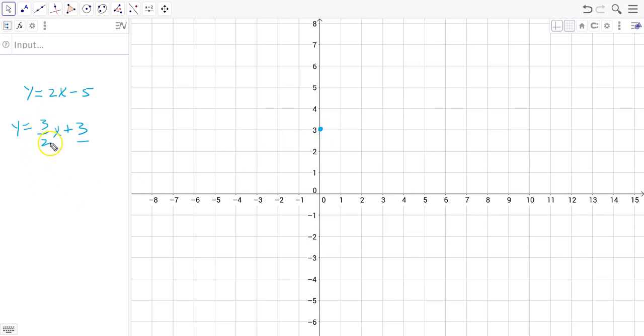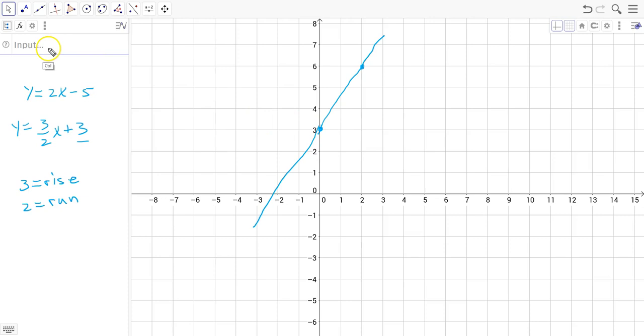Right, now 3/2, the 3 is the rise, and the 2 is the run. So if we go over 1, 2, we will have to go up 1, 2, 3. Right there's another point on the graph. And then we can just connect them with a straight line. And that is very roughly what our graph would look like. Like I said, it's a little difficult for me to draw.